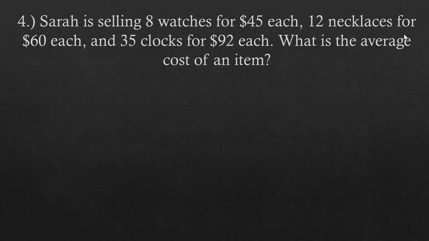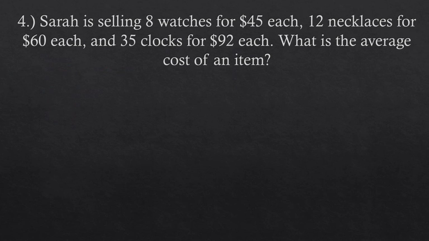Okay. We are now going to do my counts problem. We will do a GPA problem next, but having an idea of what the counts is about does help as well. So Sarah's selling 8 watches for $45 each, and 12 necklaces for $60 each, and 35 clocks for $92 each. What is the average cost of an item?